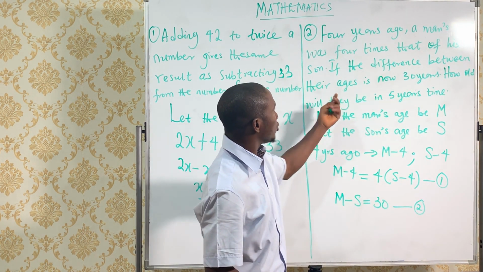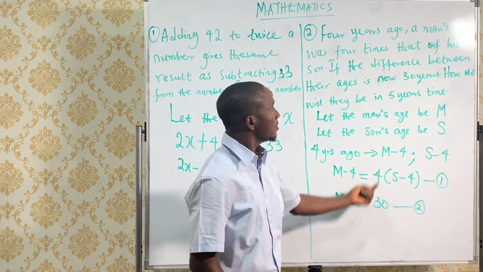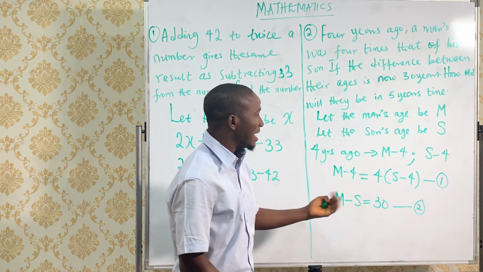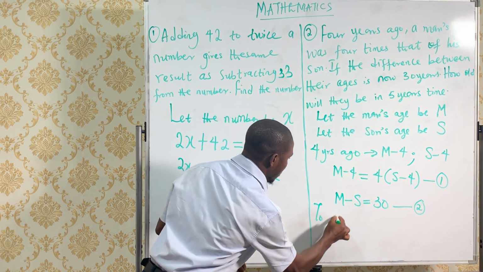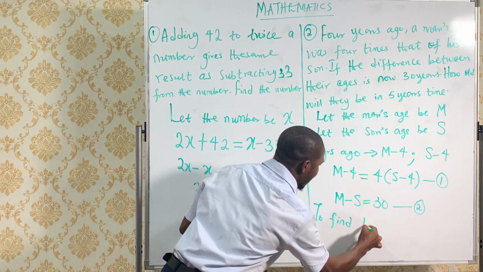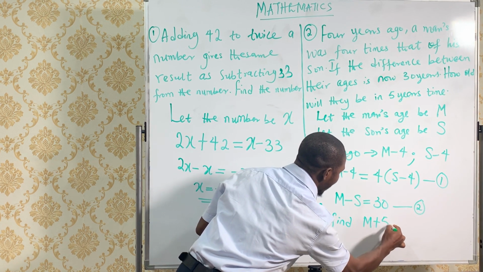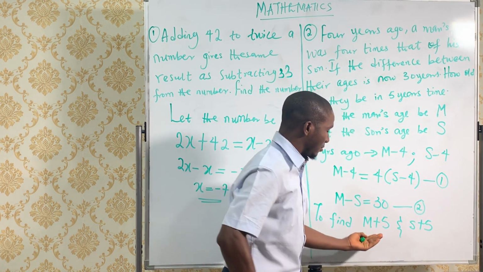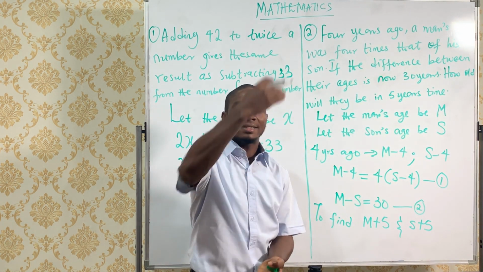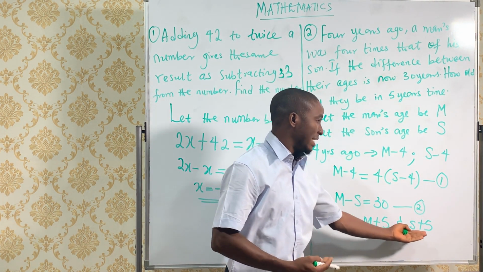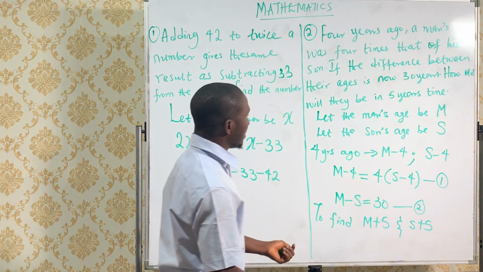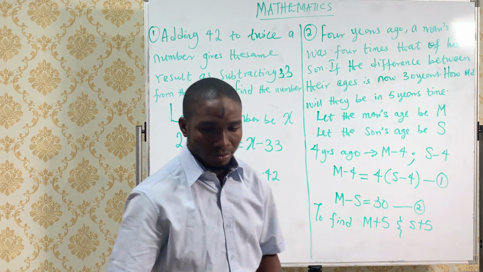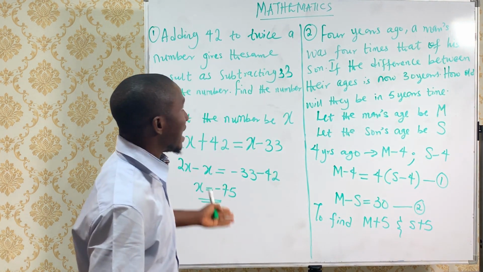Now, if the difference between their ages is now 30 years, how old will they be in 5 years' time? Meaning that you are asked to find M plus 5 and S plus 5. This is what we are asked to find, that is 5 years' time. M plus 5 and S plus 5. Now, the next thing is to solve equations 1 and 2 simultaneously. Now, we move to the next side of the board.